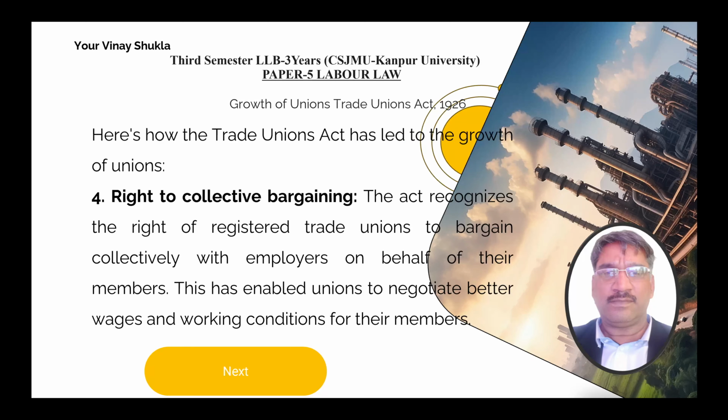4. Right to collective bargaining. The Act recognizes the right of registered trade unions to bargain collectively with employers on behalf of their members. This has enabled unions to negotiate better wages and working conditions for their members.